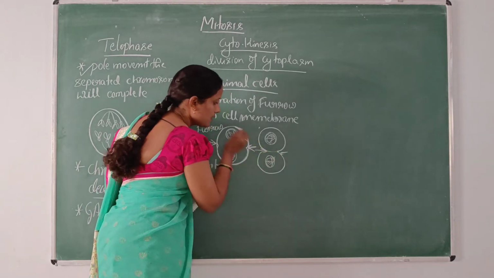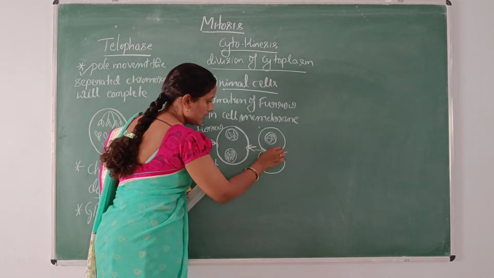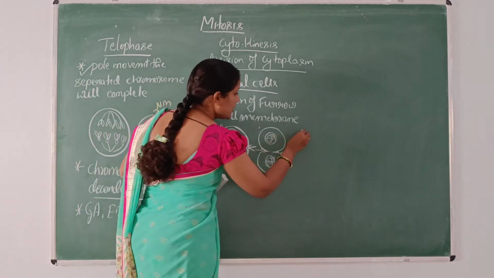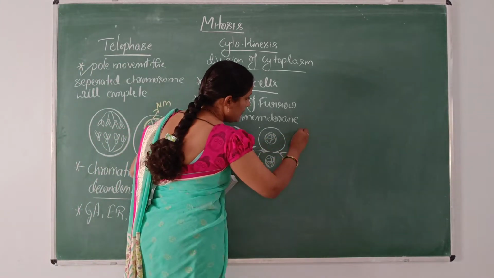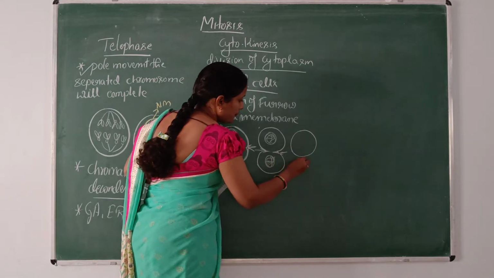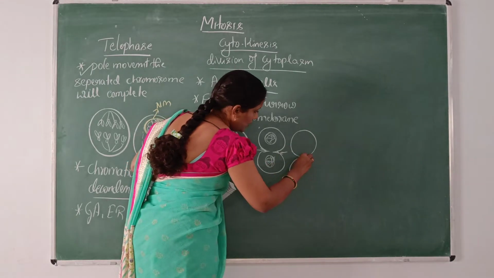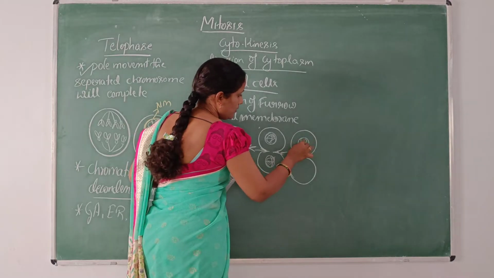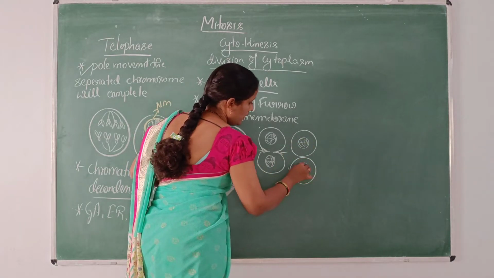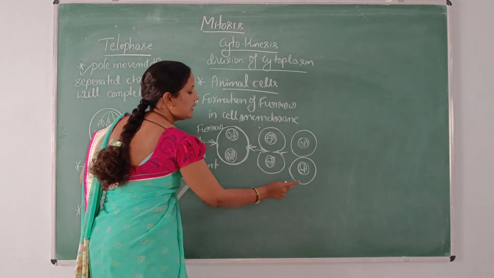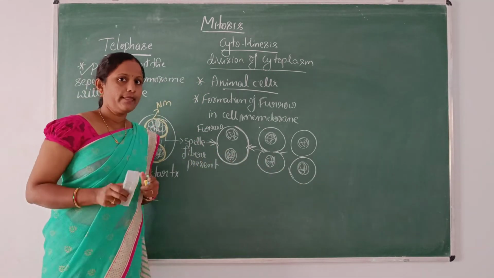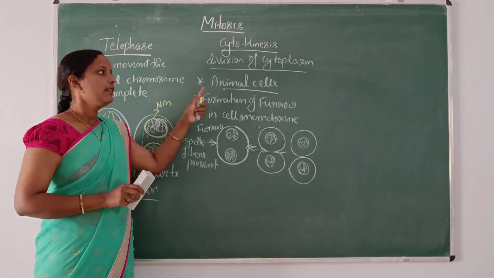Finally the furrow reaches and they meet with one another, which results in the complete division of the cell, and the formation of two daughter cells. This is one daughter cell and this is another daughter cell. This will complete the mitotic cell division. So that is the simple thing that happens in the animal cell.